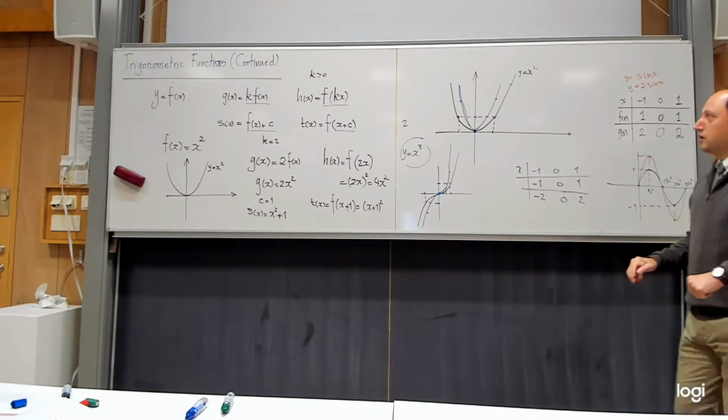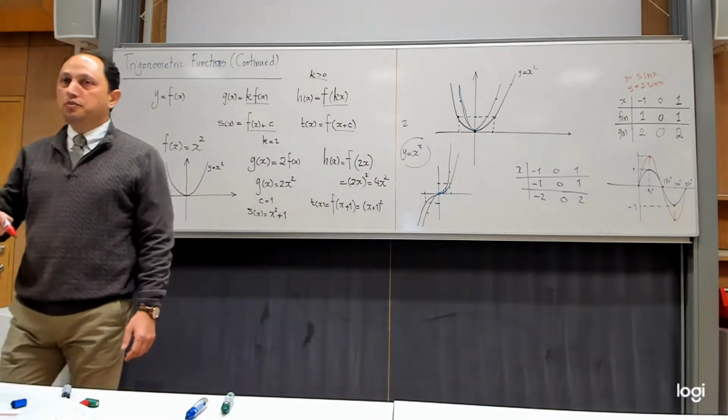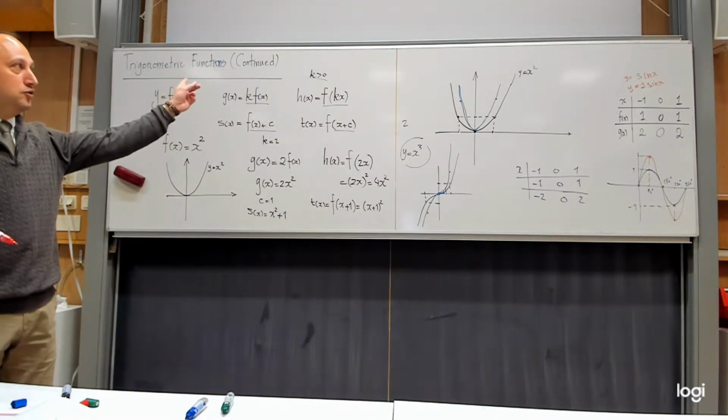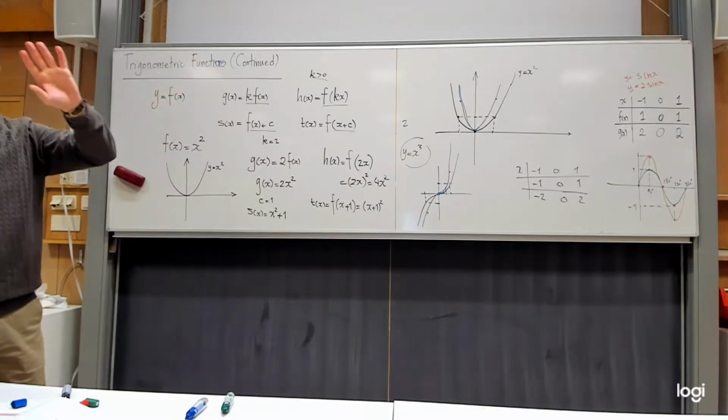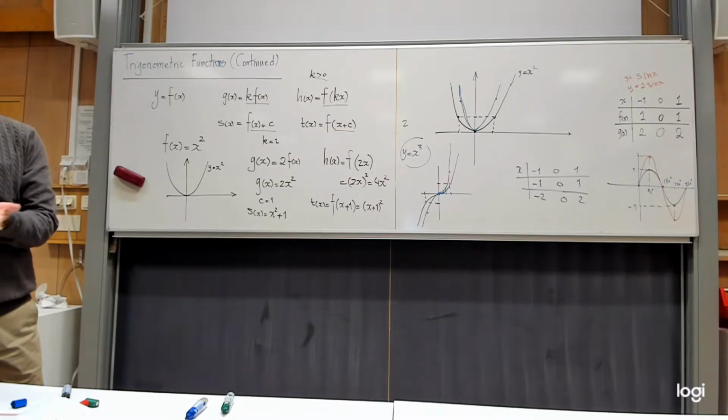So, I multiply. But let me ask you one question. Here I told you k is positive, so it can also be equal to 1. Of course, if I multiply it by 1, that would be the same graph. But if I multiply it by 0.5, what will then happen?